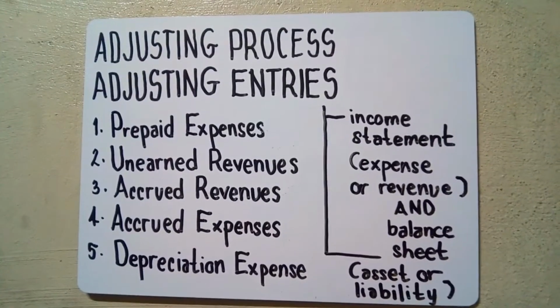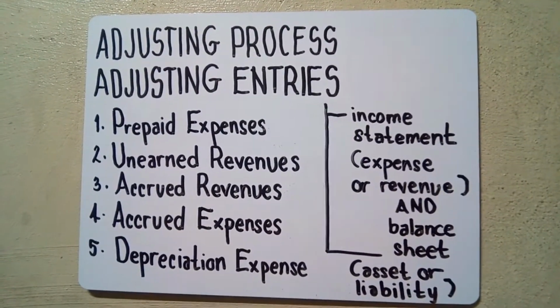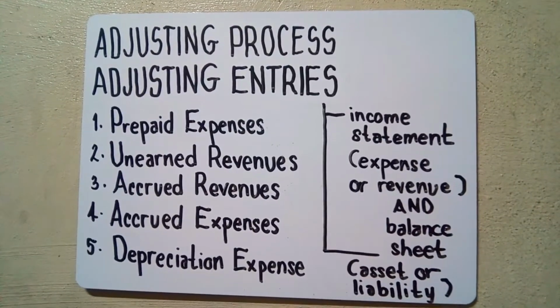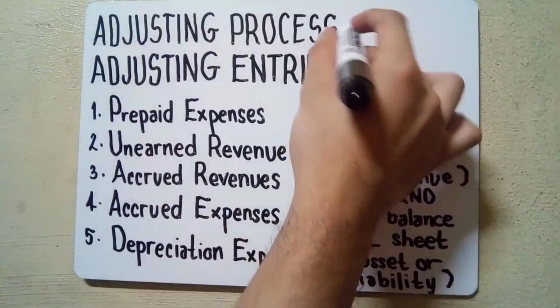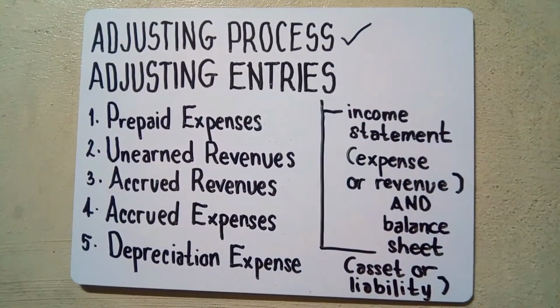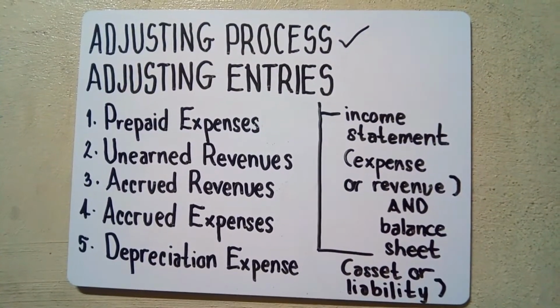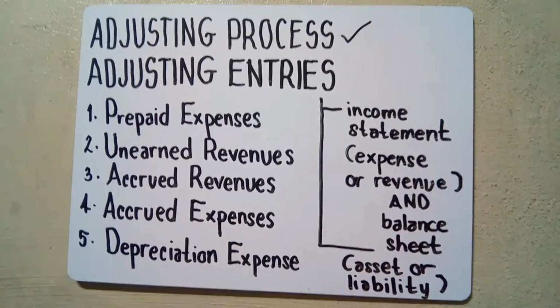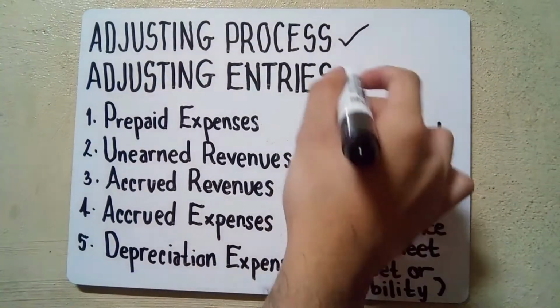The analysis and updating of accounts at the end of the period before the financial statements are prepared is called the adjusting process. The journal entries that bring the accounts up to date at the end of the accounting period are called adjusting entries.